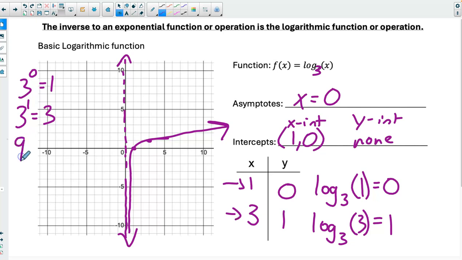So if I put 9 down, that would be 3 squared. And I know I flipped them. But so if I put 9 down here, my answer is going to be 2. So I would have a dot right there. Now you don't need that dot. I'm just throwing it out there to give you another experience with it. Questions?